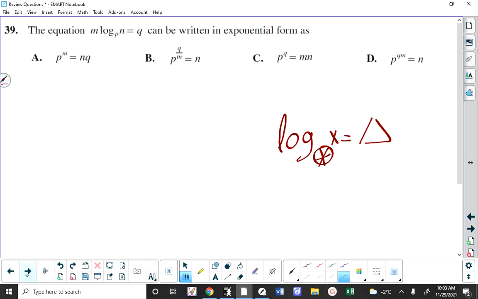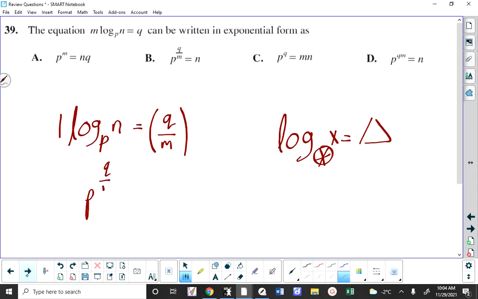But what we can do is write this as log base p of n equals q over m. And now we have the logarithm equal to something. I'm really saying specifically you need a coefficient of 1. That means I can write this as p to the q over m equals n.